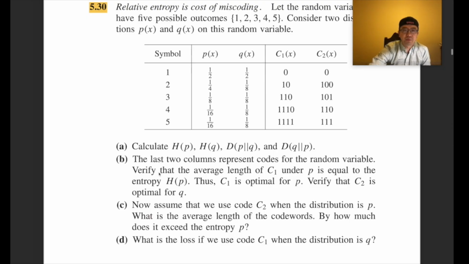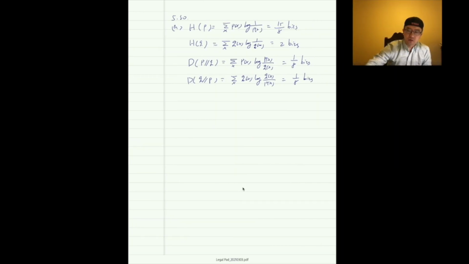And for part B, the last 2 columns represent the code for the random variable. Verify that the average length of C1 under P equals the entropy of P, that C1 is optimal for P. Verify that C2 is optimal for Q. Okay, so let's verify that.